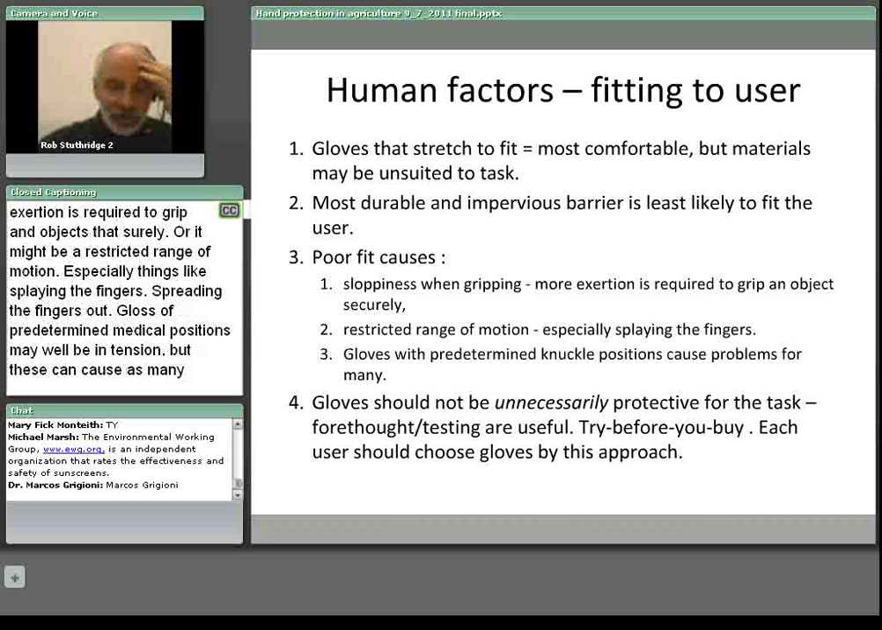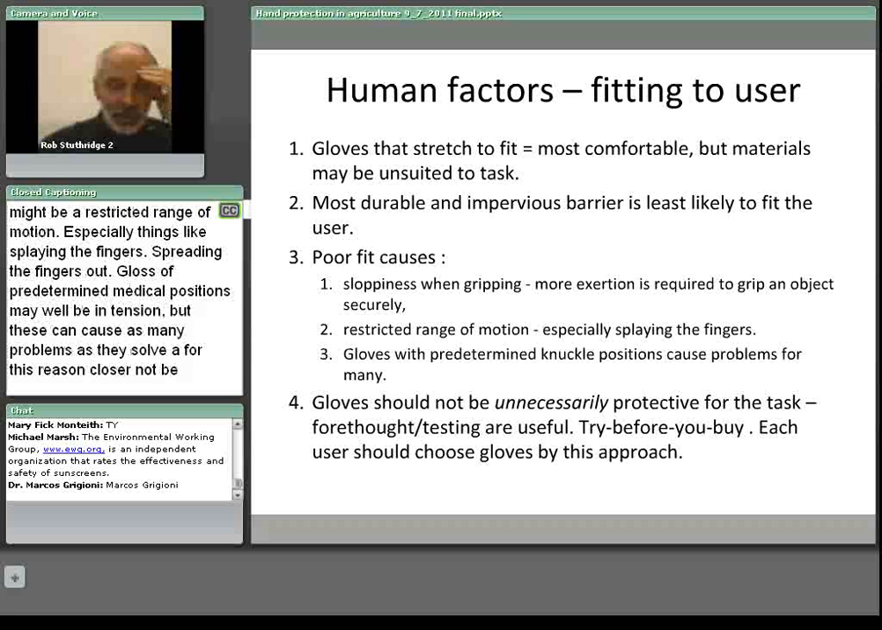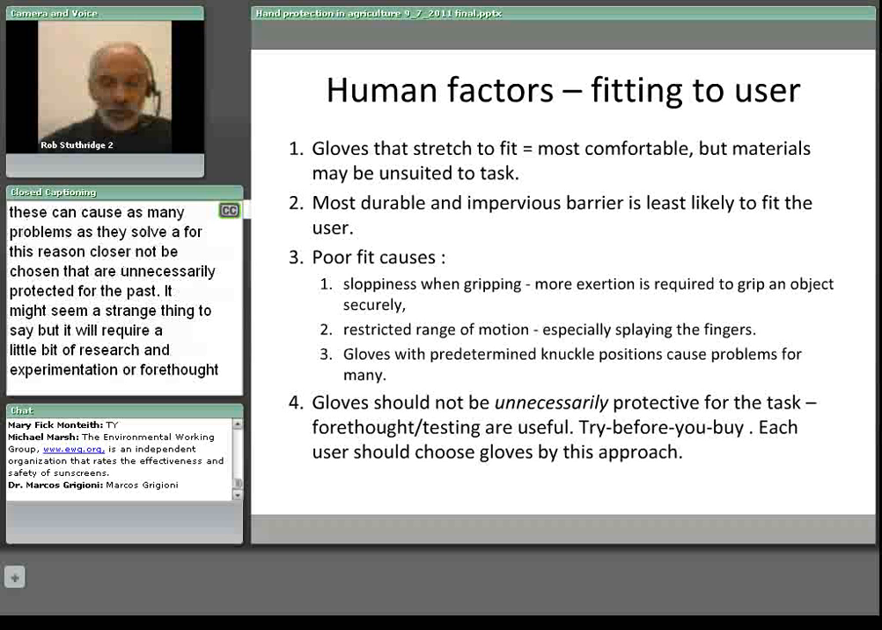It might seem a strange thing to say, but it will require a little bit of research and experimentation or forethought when choosing gloves. Try before you buy is a great idea, and each worker should get to choose his or her gloves using the same method.